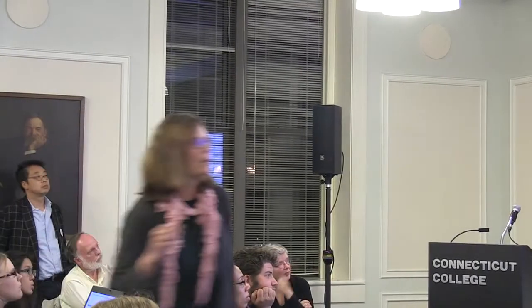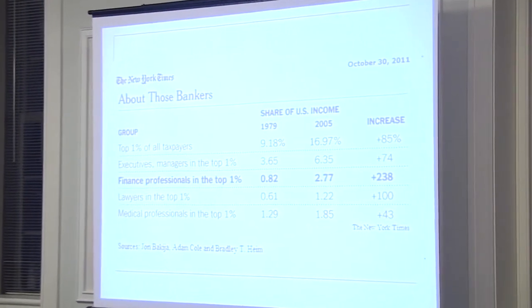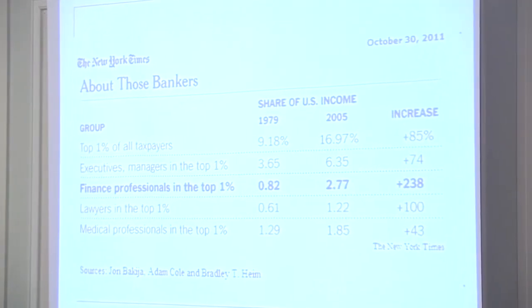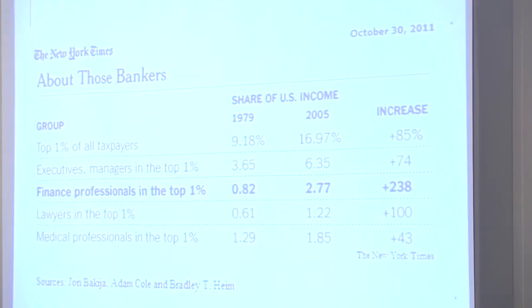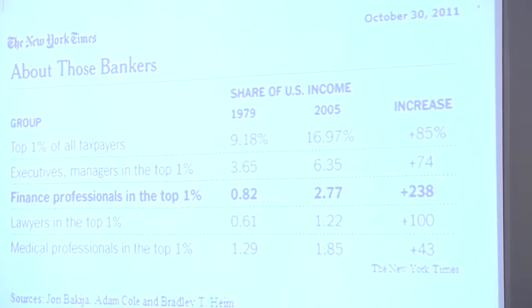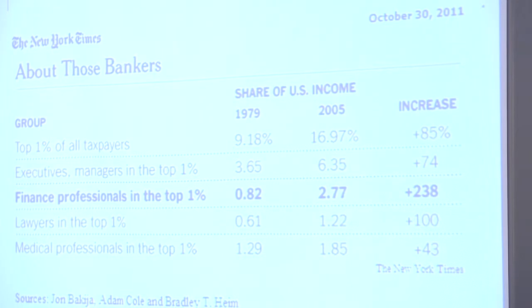Okay, so who are the people in the top 1%? This is a graph that was in the New York Times just last week. And what it shows is that the top 1% of taxpayers, in 1979, were earning 9% of total U.S. income, and by 2000 were earning 17% of total U.S. income. So that's an 85% increase in their income. Remember that the bottom 90% have had no increase in income. The 66% of the people who are in the top 1% are represented by these particular occupations.